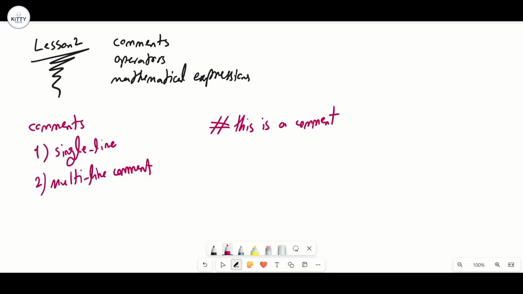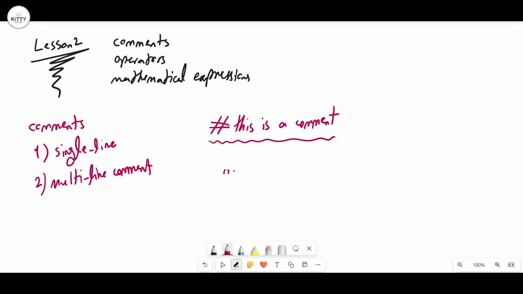So if you want to explain something to other people, to other programmers, or maybe to yourself, we can use a comment. So you want to explain just one part of your code to other people, so you can use a comment. It doesn't affect your code. This is just an explanation for yourself or for other people. So we have one line. This is the reason we call it single line comment.